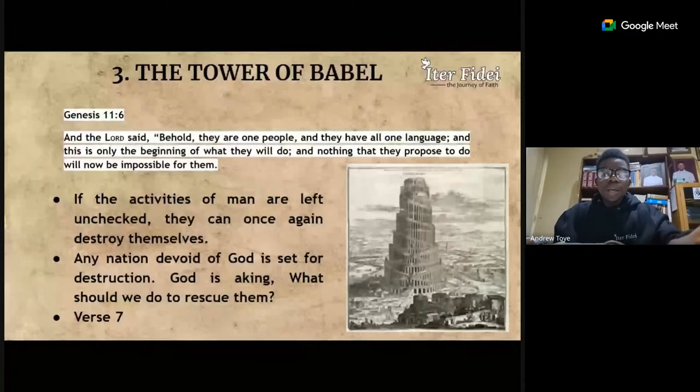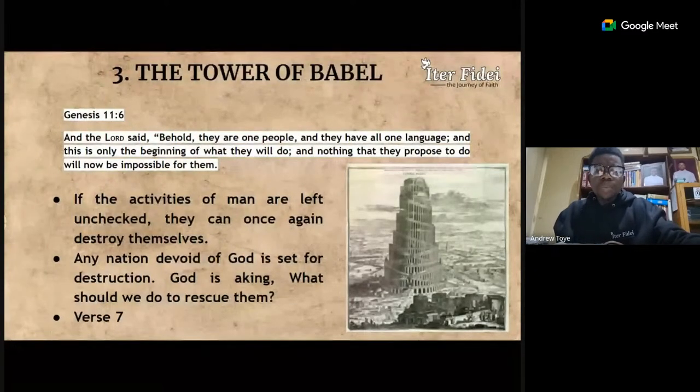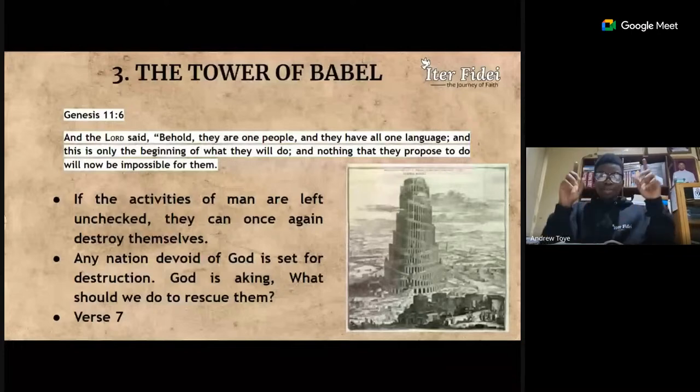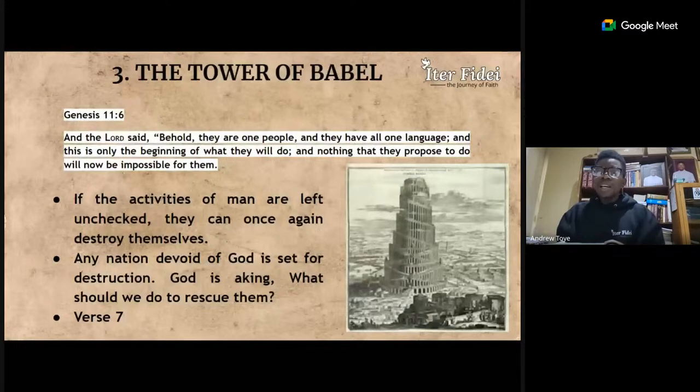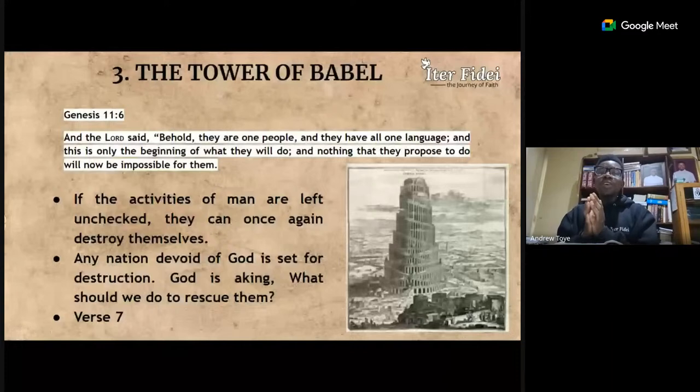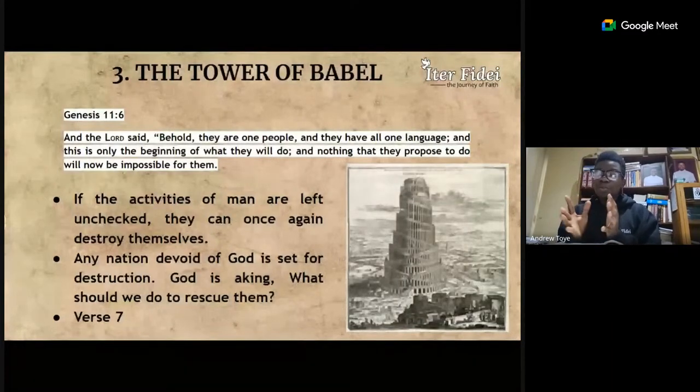Verse 6. And the Lord said, behold, they are one people, and they have all one language. And this is only the beginning of what they can do, and nothing that they propose to do will now be impossible for them. This is the power of man. But what God seemed, in quotes, to be afraid of is that, yes, man has the power, but he is disordered. The power to do things is not well ordered. What they are doing right now is disordered. Instead of uniting to do something great, they are doing something that will destroy themselves.